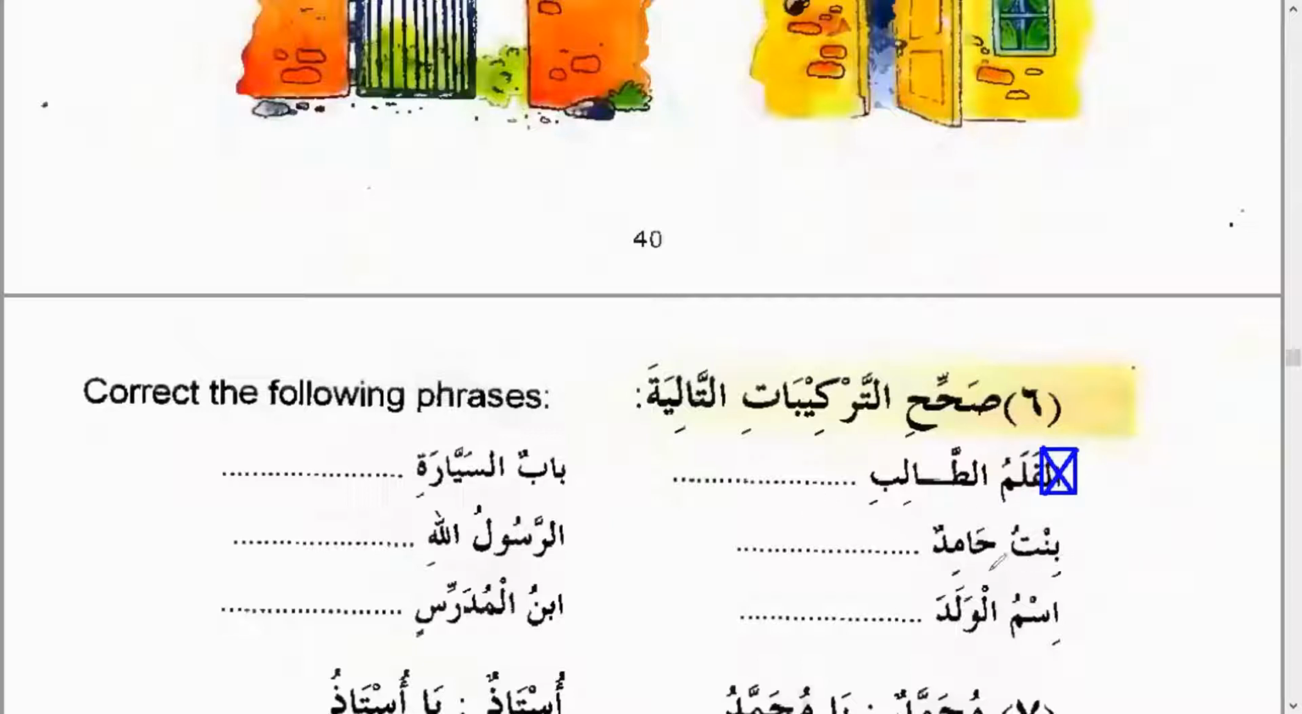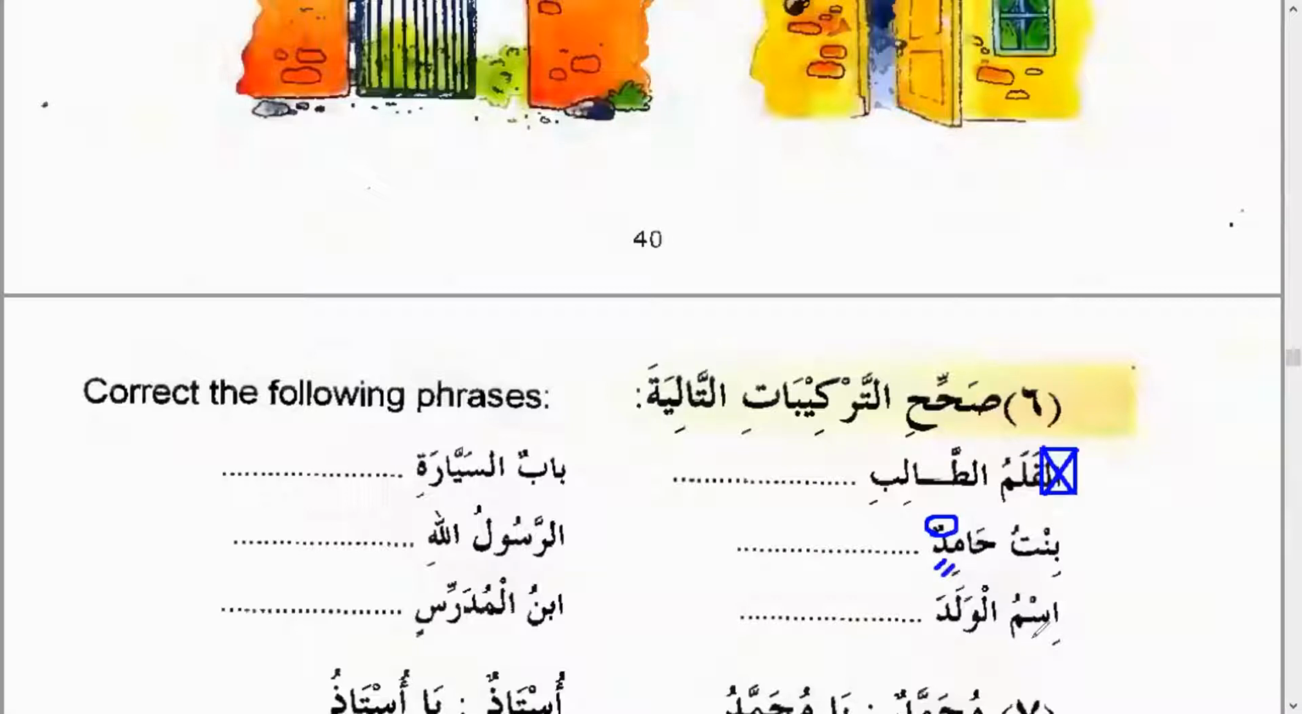The second one, bintu hamidun. What's the mistake? Hamidin. This is the mistake. No dhamma for the mudaf ilayhi. It should always have a kasra. Bintu hamidin. So this is the mistake in the second one.